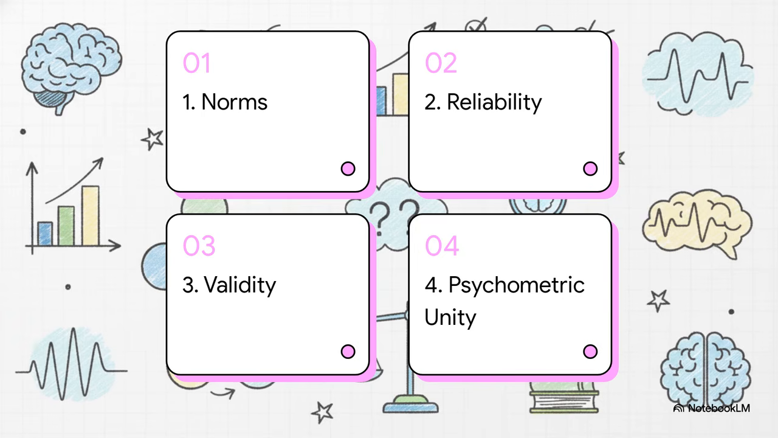So here is our roadmap for today. First, norms for a frame of reference. Second, reliability for consistency. Third, validity for accuracy. And finally, psychometric unity. Let's jump right in.